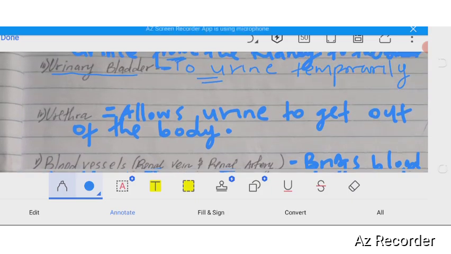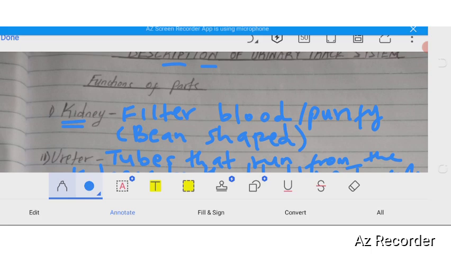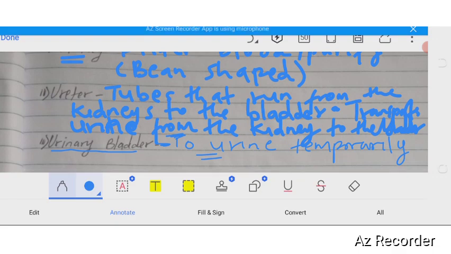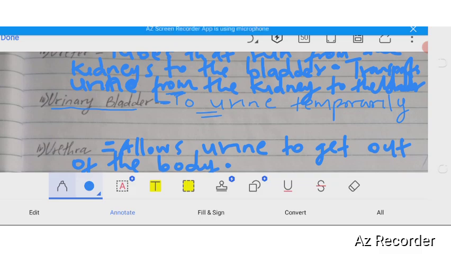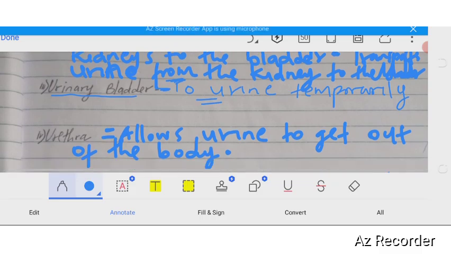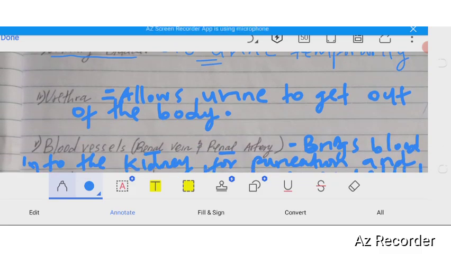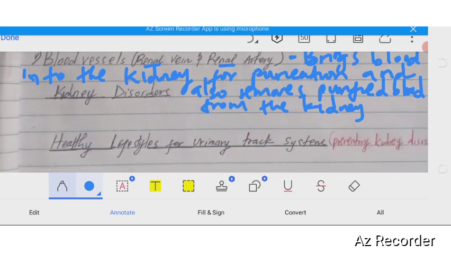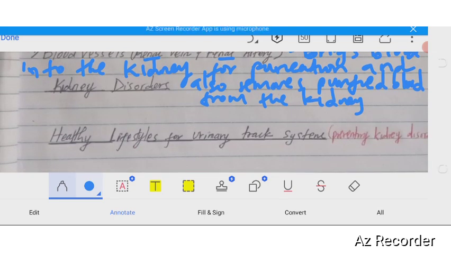So these are the parts of the kidney and their functions. I'll just go through them again. Kidney filters blood. Ureter transports urine from the kidney to the bladder. Urinary bladder stores urine temporarily. Urethra allows urine to get outside the body. Then blood vessels bring blood into the kidney for purification and also remove purified blood from the kidney to other parts of the body.